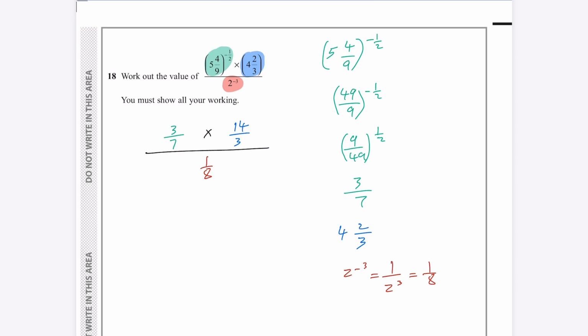Now what I can do is cancel out the 3's here. That 3 and that 3 cancel out. So we're left with 14 over 7 divided by 1 over 8. 14 over 7 is the same as 2. And that's 2 divided by 1 over 8. And we can use the KCF method now. So that's 2 divided by 1 over 8, which is keep, change, and flip. And that just becomes 16.